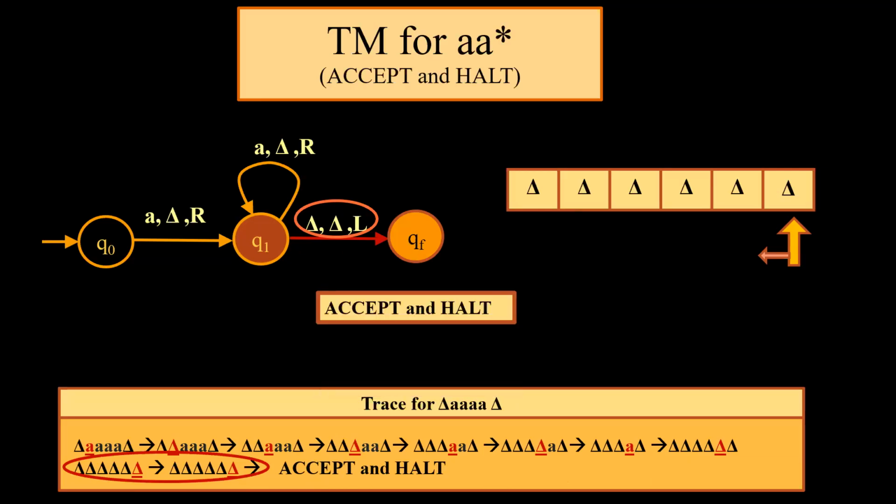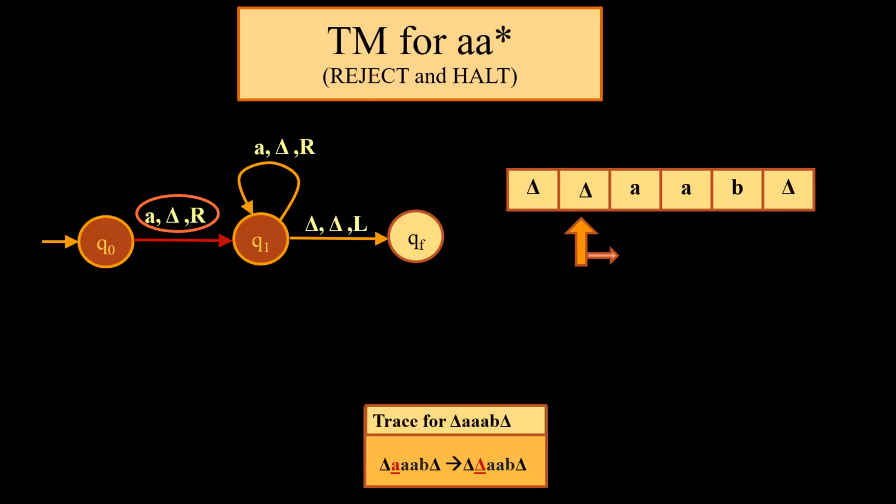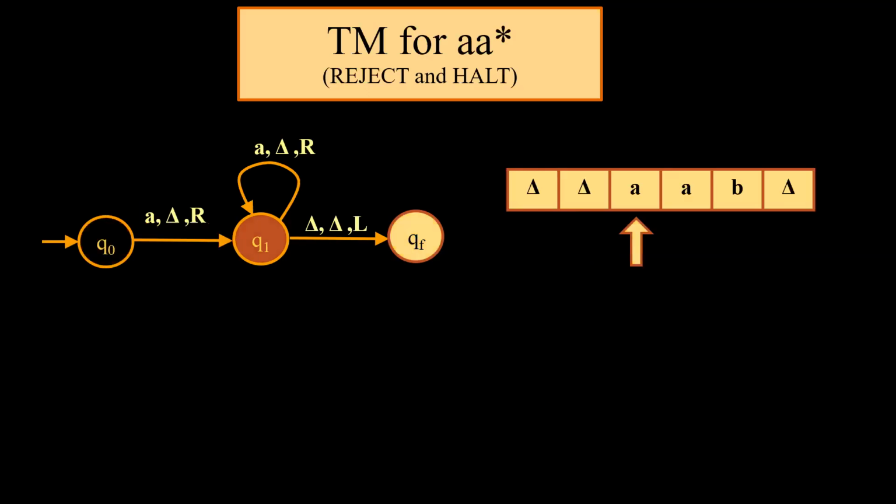We reach the final state after starting off from the Q0 state, that is the start state, and we have successfully halted the machine. Now we consider the case when the machine will reject the input. The input which is provided is A, B, whereas the machine which has been designed is for A star. When the first A is encountered from the start state, it moves to Q1 state and the trace is given.